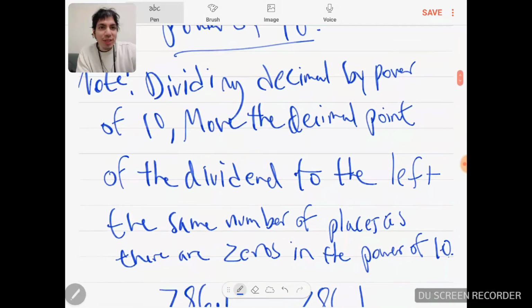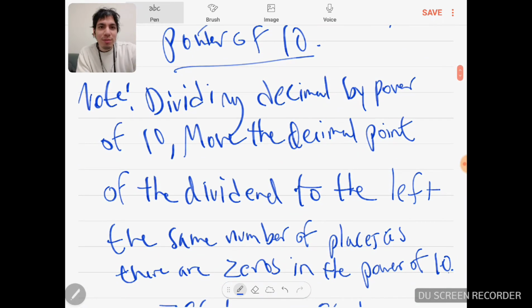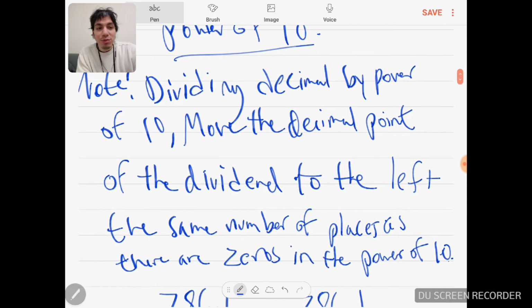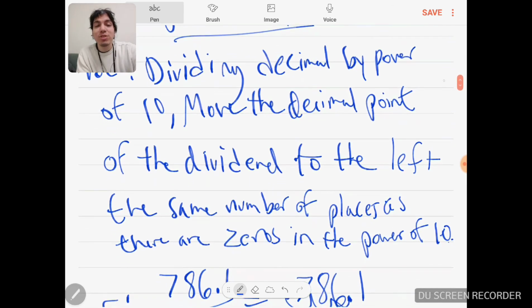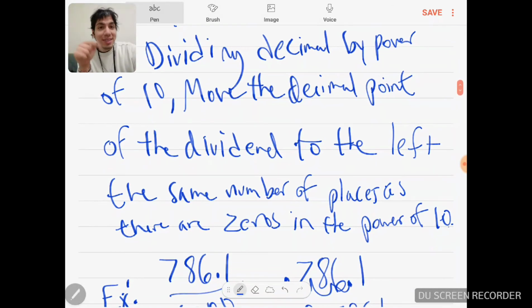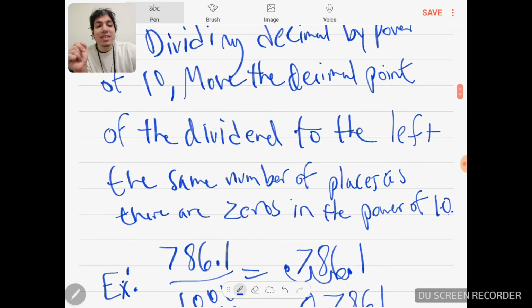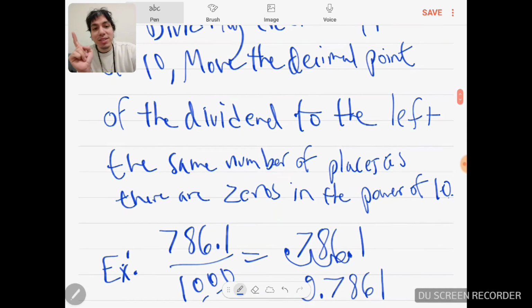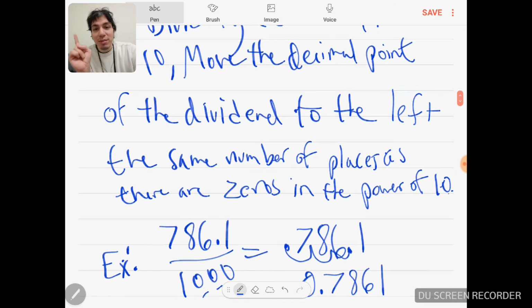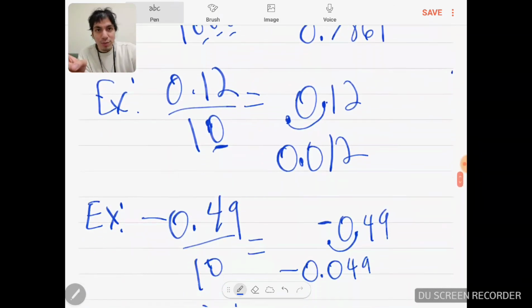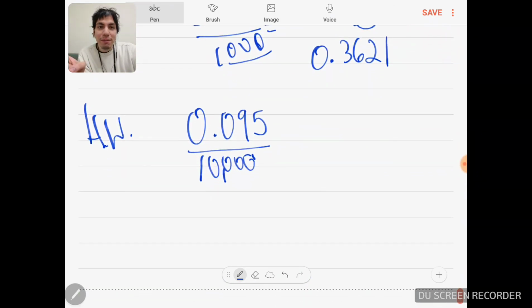So just a real quick recap, you have to remember, when dividing by a power of 10, move the decimal point of the dividend, which is the numerator in this case, to the left, the same number of places as there are zeros in the power of 10. And that's what we've been doing this whole entire video, okay?